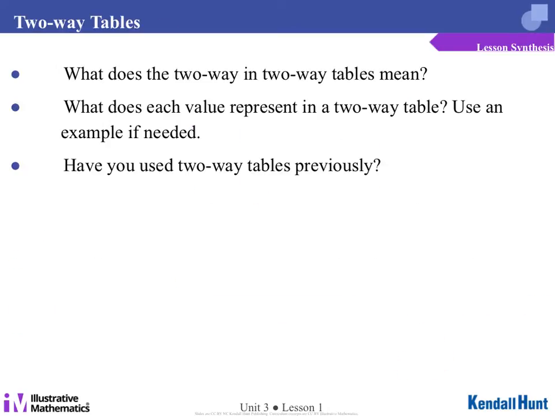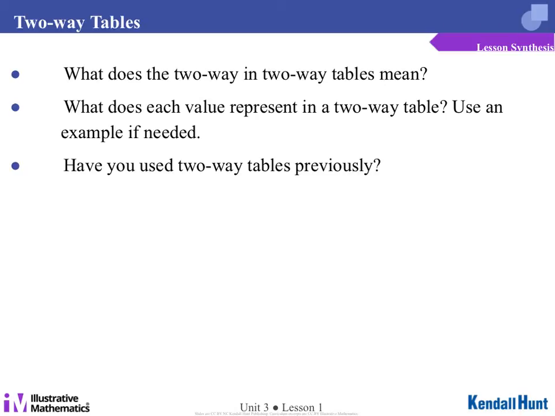So in order to actually grasp what we're talking about in this lesson, we need to answer the following questions. What does the two-way in two-way tables mean? What does each value represent in a two-way table? Use an example if needed. And have you used two-way tables previously?